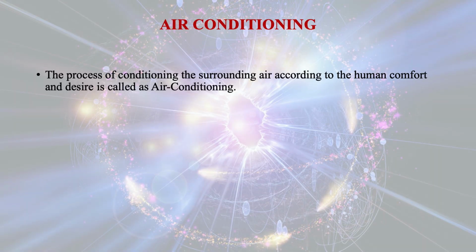Air conditioning systems: you know very well we need air conditioning systems in summer so that we can get the temperature at comfort zone and the moisture can also be controlled, and there has to be circulation of air inside the room because of the air conditioning systems, and also the air has to be purified before entering the room. The process of conditioning the surrounding air according to human comfort and desire is called air conditioning.